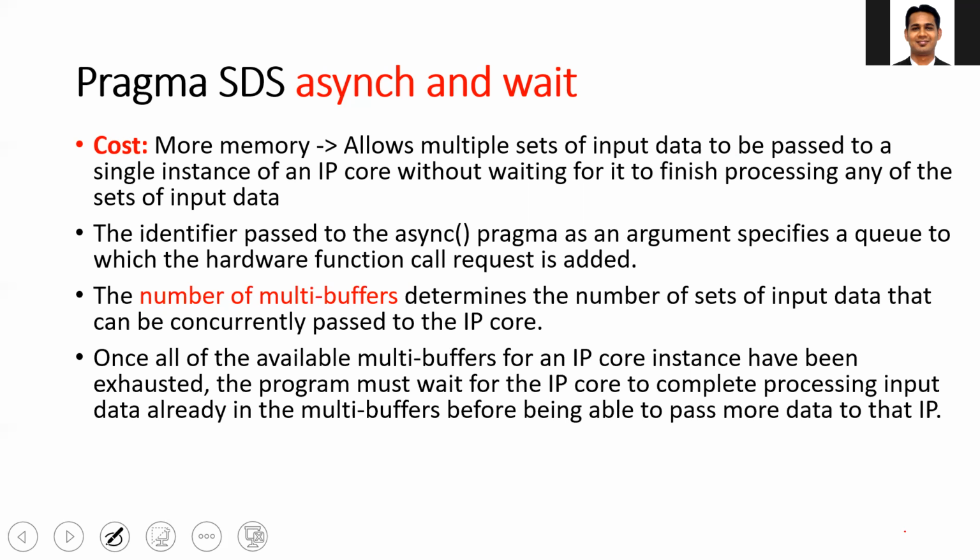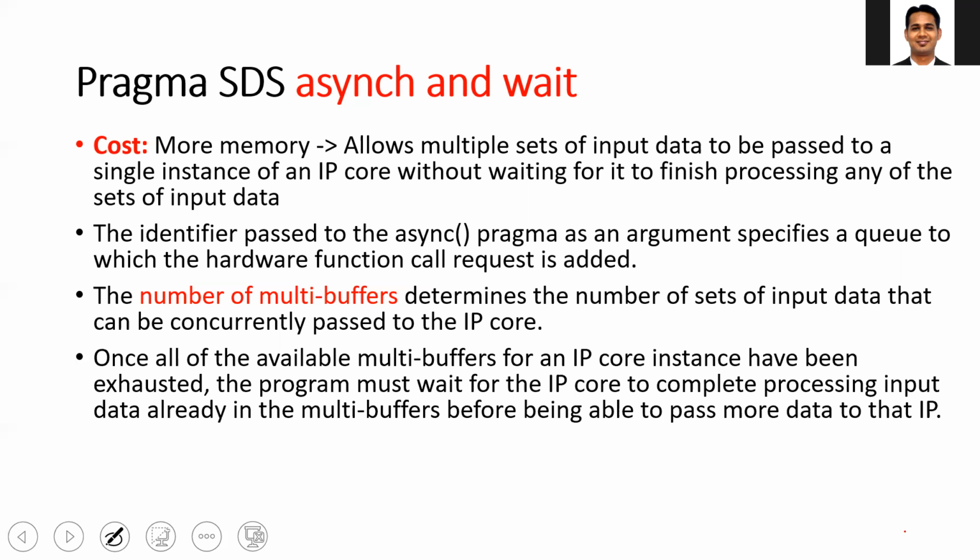Once all the available buffers of an IP core instance have been exhausted, that means you have sent the data. Suppose the IP has 4 buffers and you have sent 4 sets of inputs, you cannot send more inputs. If everything has been exhausted, the program must wait for the IP core to finish at least the first processing of the first set of data, completing the processing of the input data already in the buffers before you send a new set of input data.